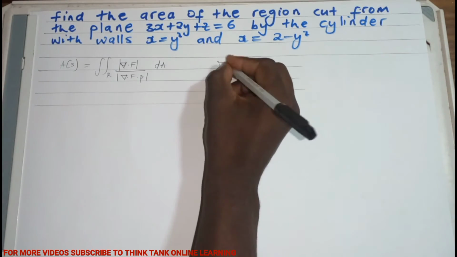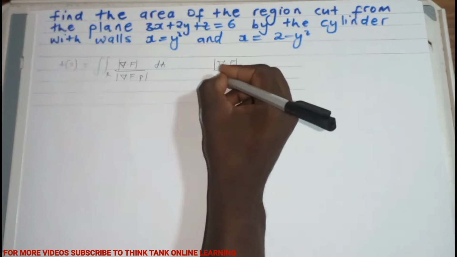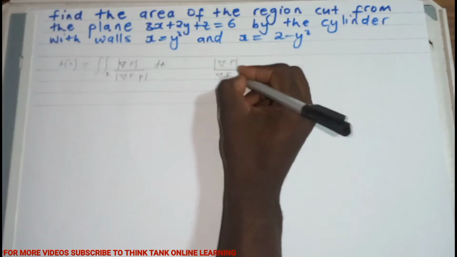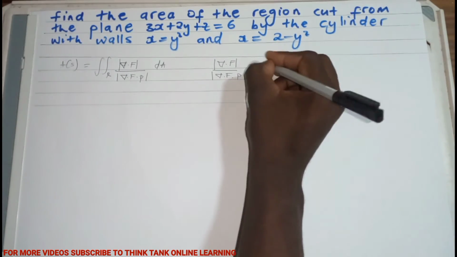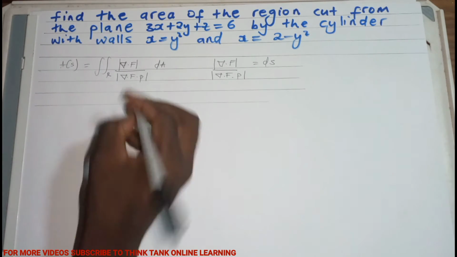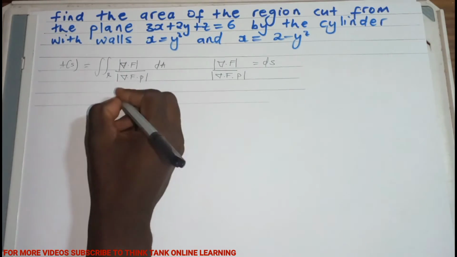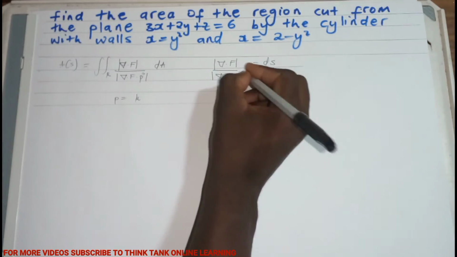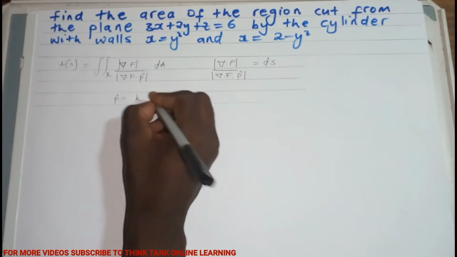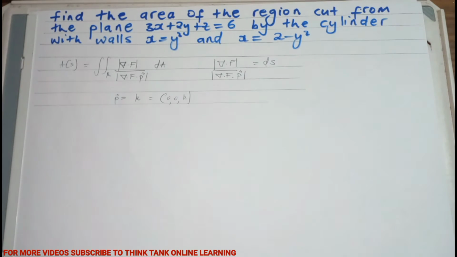So let me write here: the magnitude of the gradient of a function over the gradient of the function times p is equal to dS. Then p is equal to vector k. In other ways, p is equal to (0, 0, k).